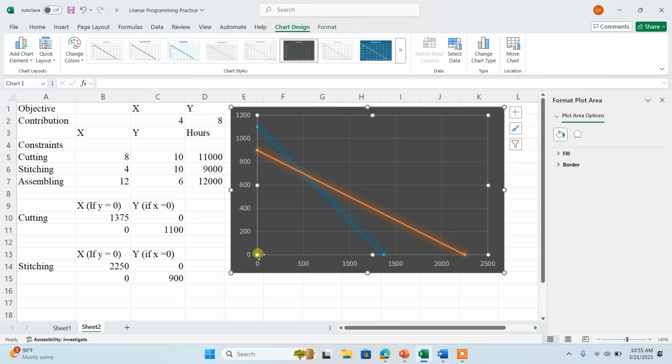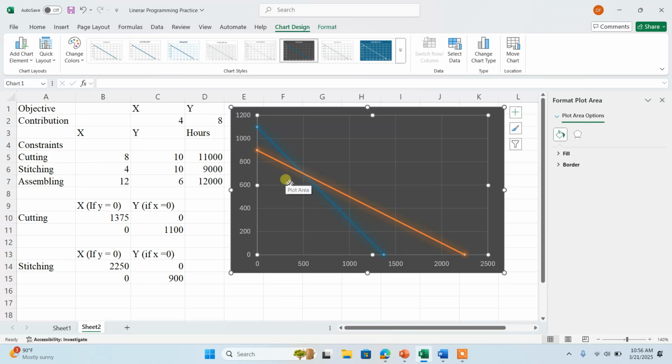You can see that while producing 0 of the x, I can produce 900 y, the maximum. And if I'm producing 0 of the y, I can produce 2250 units of the x. Again, if I'm only using these two departments, let me ignore the third one for the moment. Suppose I have only these two departments, cutting and stitching.